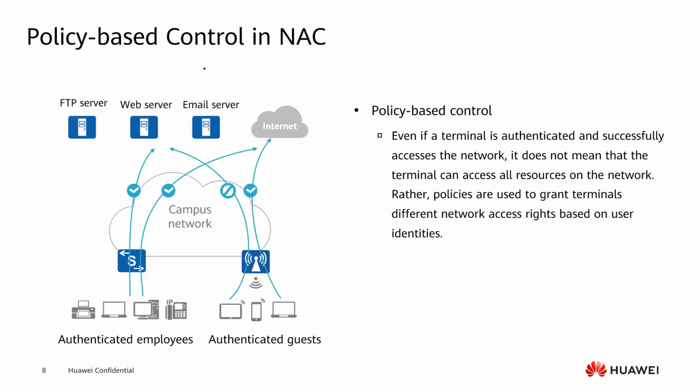So for the policy-based control in the NAC, it's just like this. For different terminals, they will receive different authorization information. And then the ACL is just the rule to control the specific IP address to connect to different resources. So when it receives the ACL, it will match the specific ACL to the specific resources.